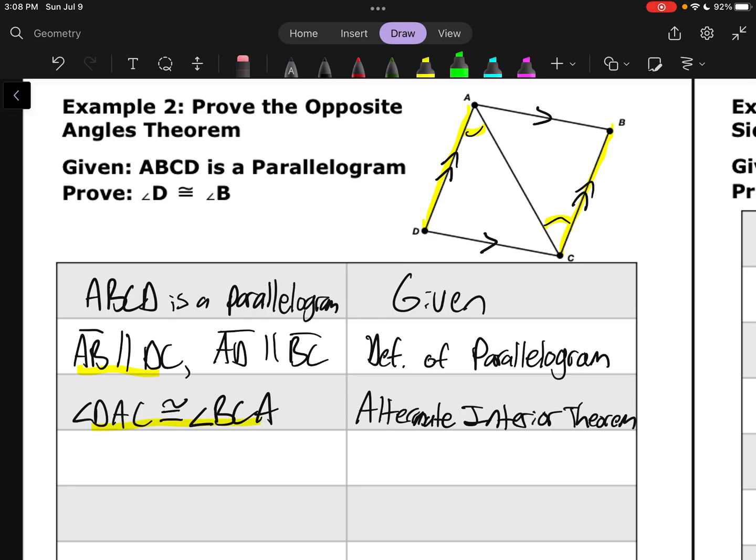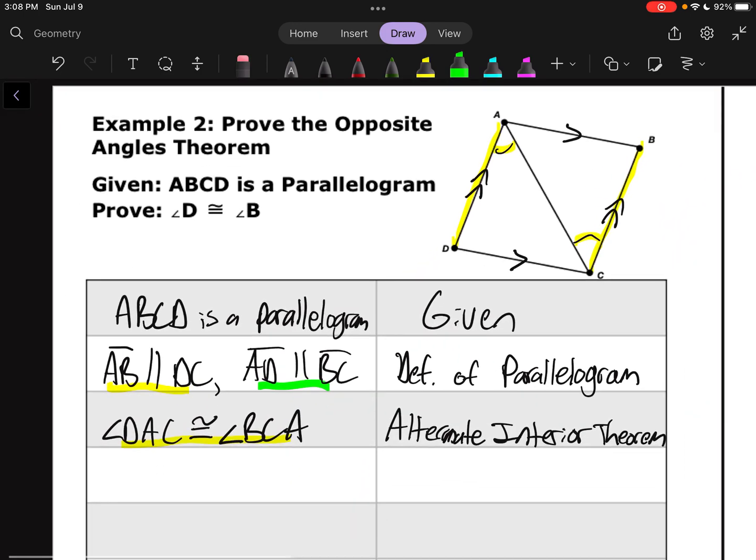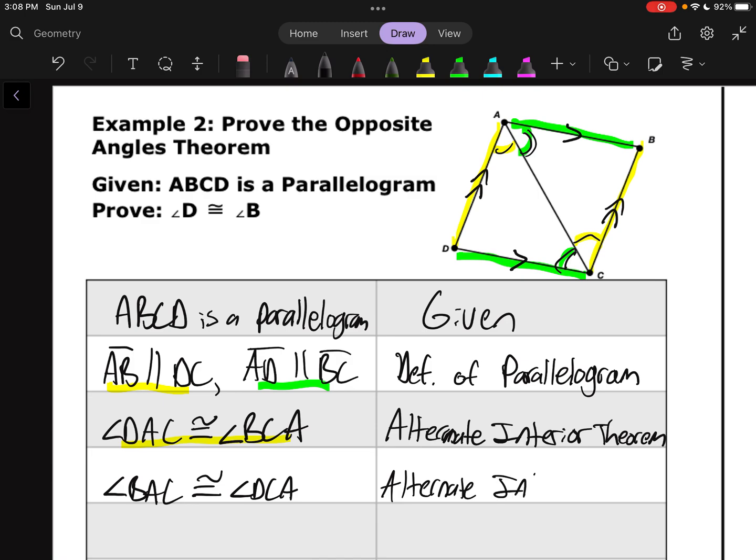And then at the same time, these parallel lines make these alternate interior angles. So let's get those. Angle BAC has to be congruent to angle DCA because those are also alternate interior angles. Okay, so we got two congruent things.